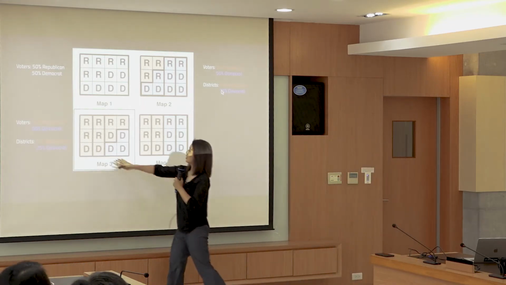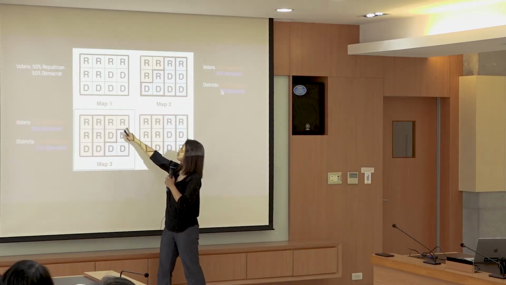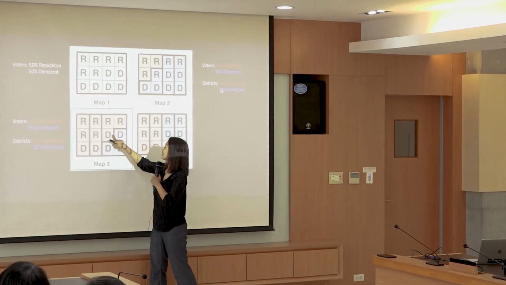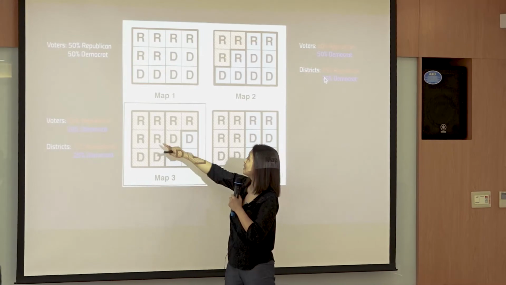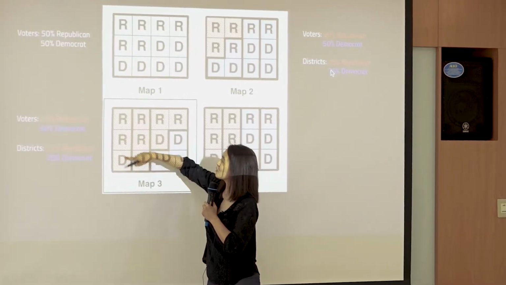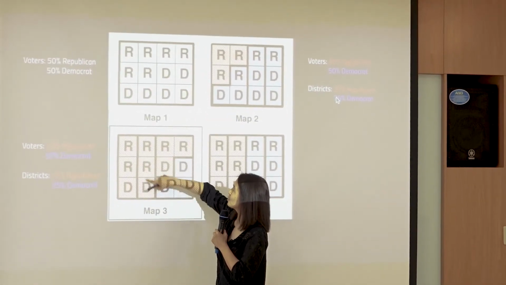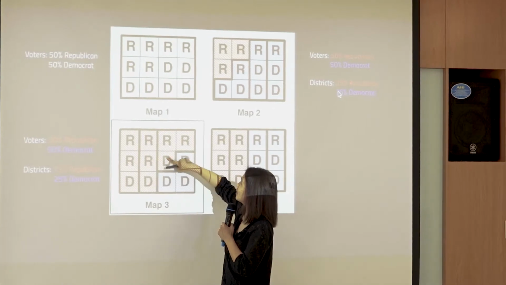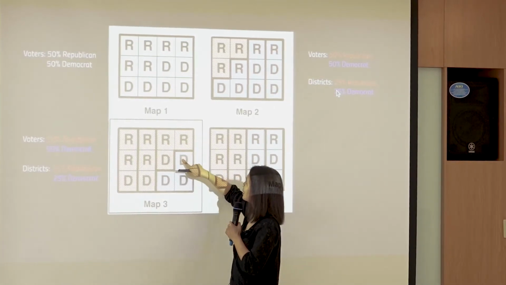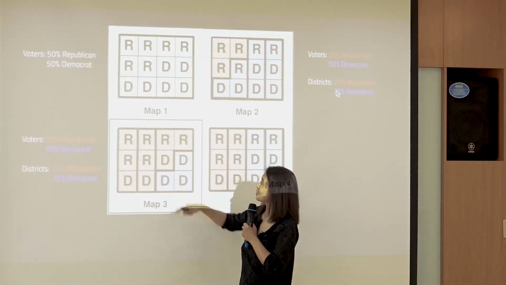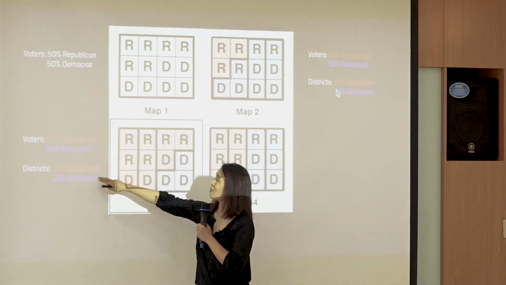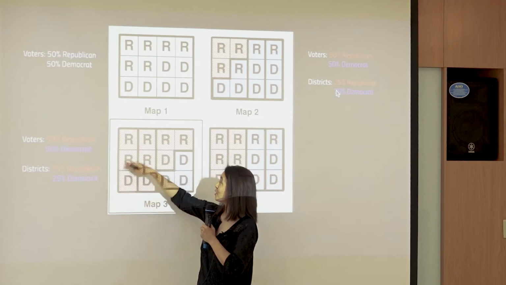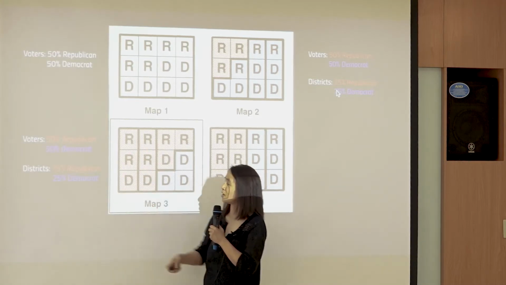Notice here, I again have not moved anyone. The Republicans are still here. The Democrats are still there, just like there, just like there. But now I create this district, and this district is going to elect a Republican. This one is going to elect a Republican. This one is going to elect a Republican. And this one will elect a Democrat. So now nobody has moved. Nobody changed their vote. But now I have 75% Republican in the legislature and 25% Democrat.